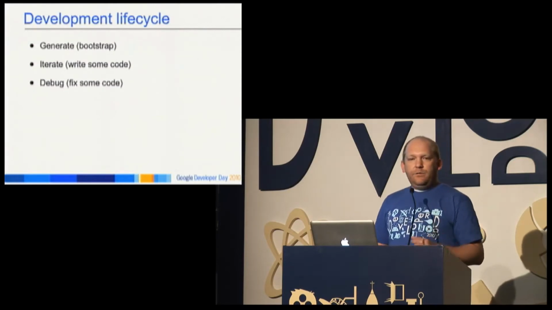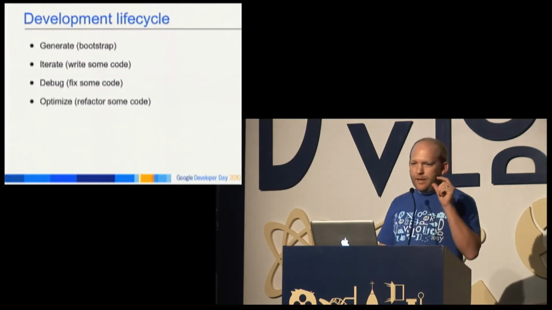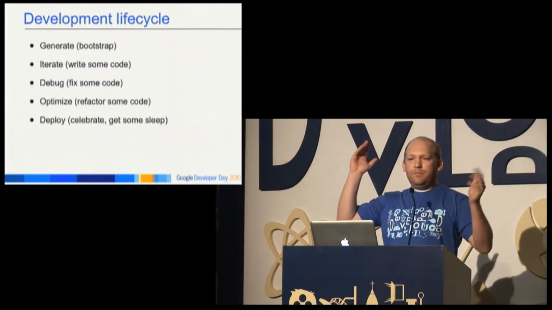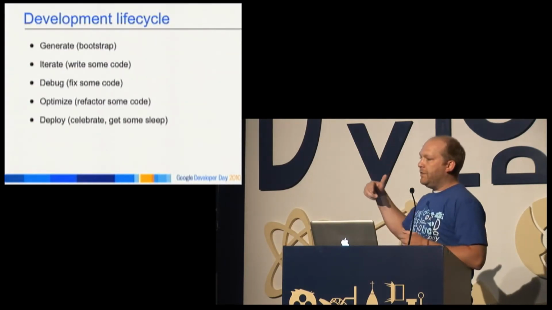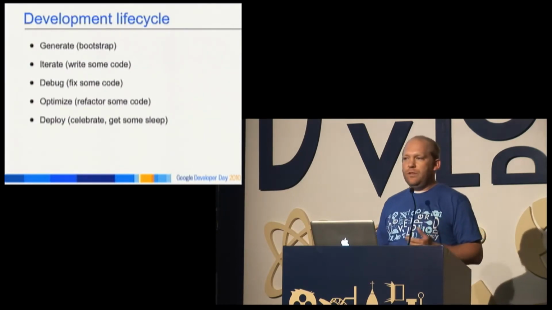Then you get close to the end. You want to start debugging, so you want to fix some code. You're going to optimize some code, right? You're at that last 20, 10, 5% of your application. Ooh, and then you ship, right? So go celebrate, get some sleep. So this is the typical development life cycle for building the app that I just showed. How do we create a set of developer tools that make this seamless?